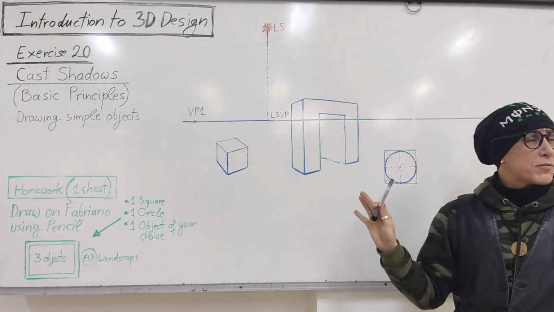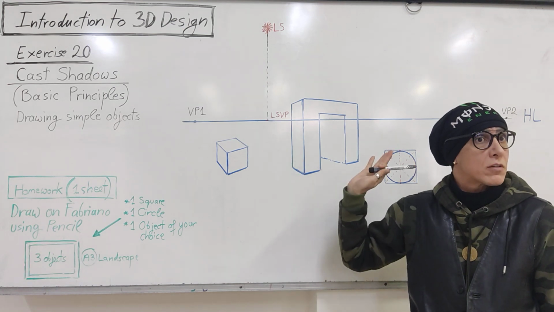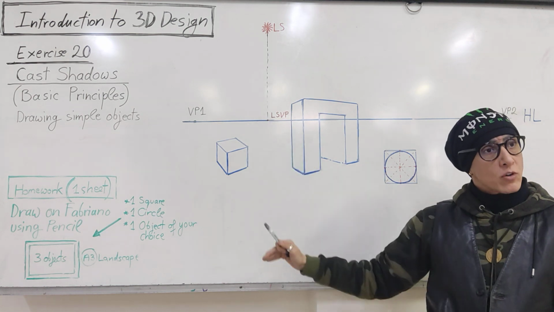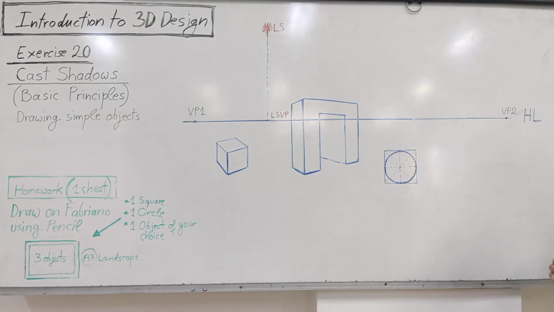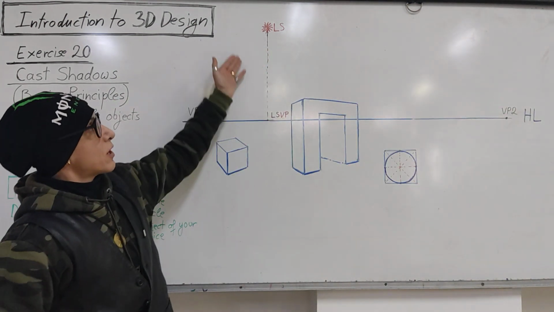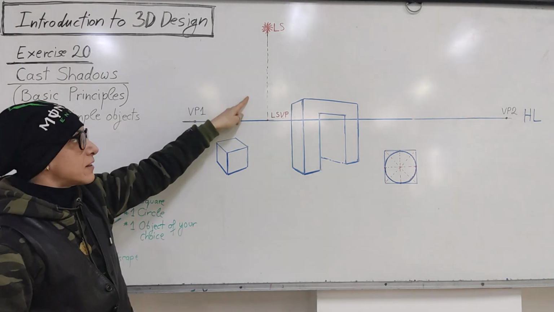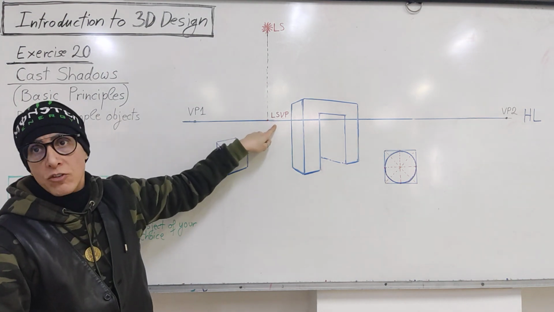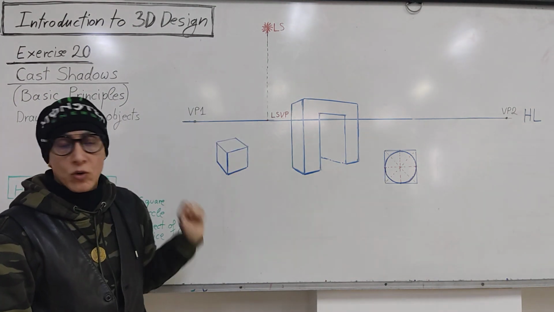Now here we are just drawing freehand, we don't have specific measurements, and it doesn't matter. The point is to learn how to draw the shadow when we have a certain kind of object. Okay, so we select our light source somewhere above the horizon line, and then we need to put a straight line down until the horizon line, and this will be the light source vanishing point. We will need both this point and this point to draw the shadow.